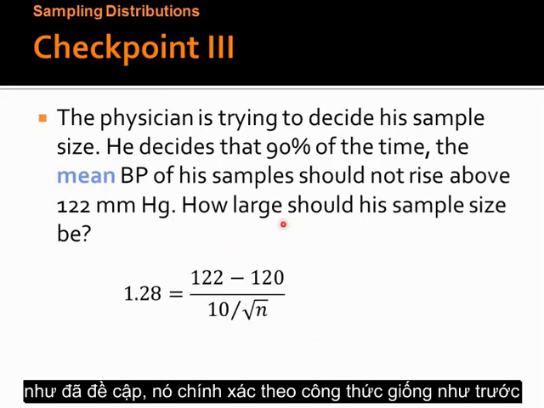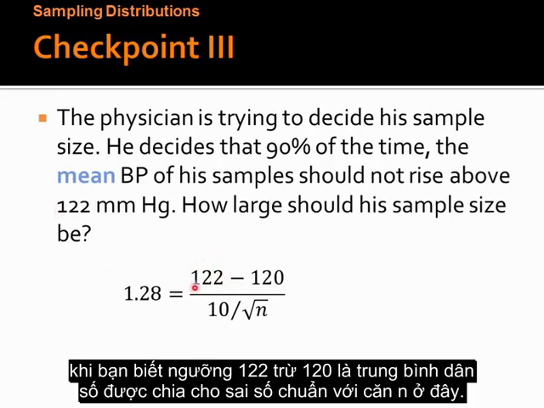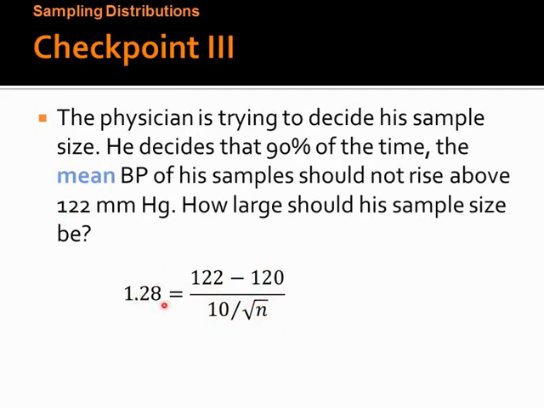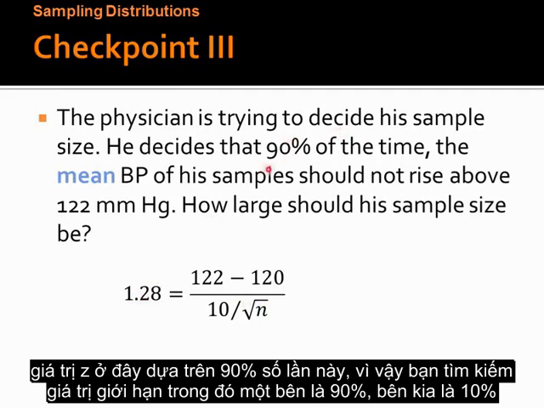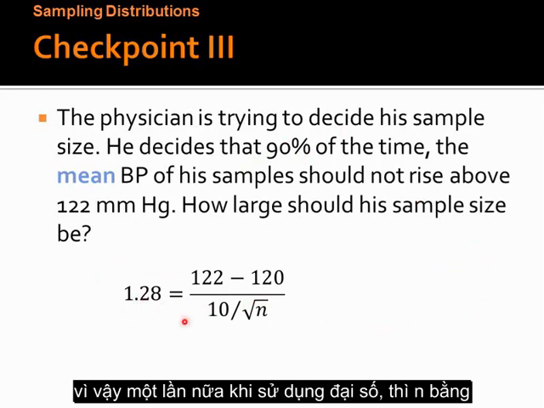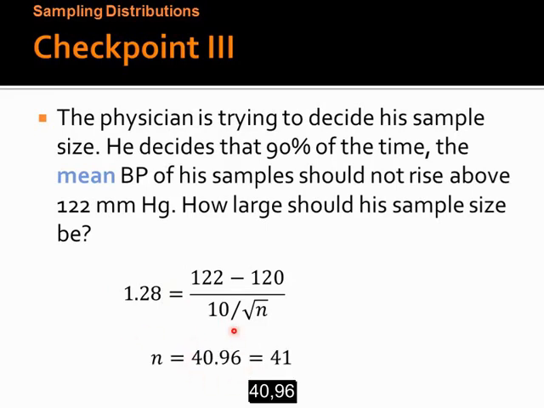Okay, as mentioned, it's exactly the same formula as before. You know the threshold, 122 minus 120, which is the population mean, divided by standard error, where the difference here now is that you know the population standard deviation, but you don't know the sample size. You're trying to find it out. The z value here is based on the 90% of the time. So you look for the cutoff value where one side is 90%, the other side is 10%. And from the tables, that would be about 1.28. So once again, using algebra, you end up with n equals 40.96.